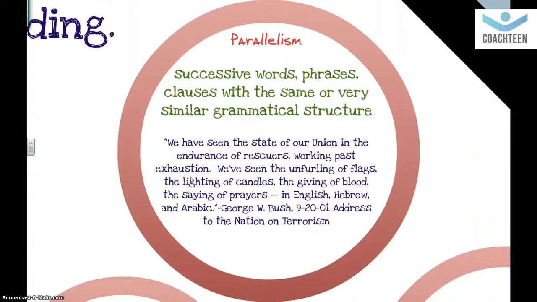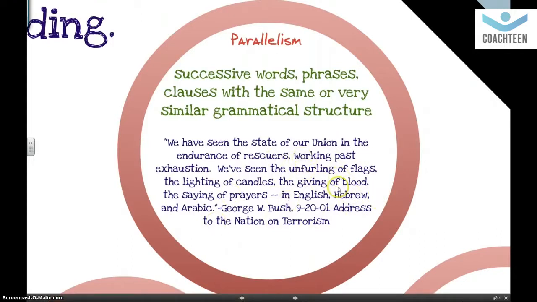Alright, so you see here there's lots of places where parallelism is used. You have the unfurling of flags, lighting of candles, and giving of blood. So in these phrases, you all see the same verb, preposition, noun, structure over and over. And it even goes deeper in that. But you can see that using it the same way every single time really enhances the sound.